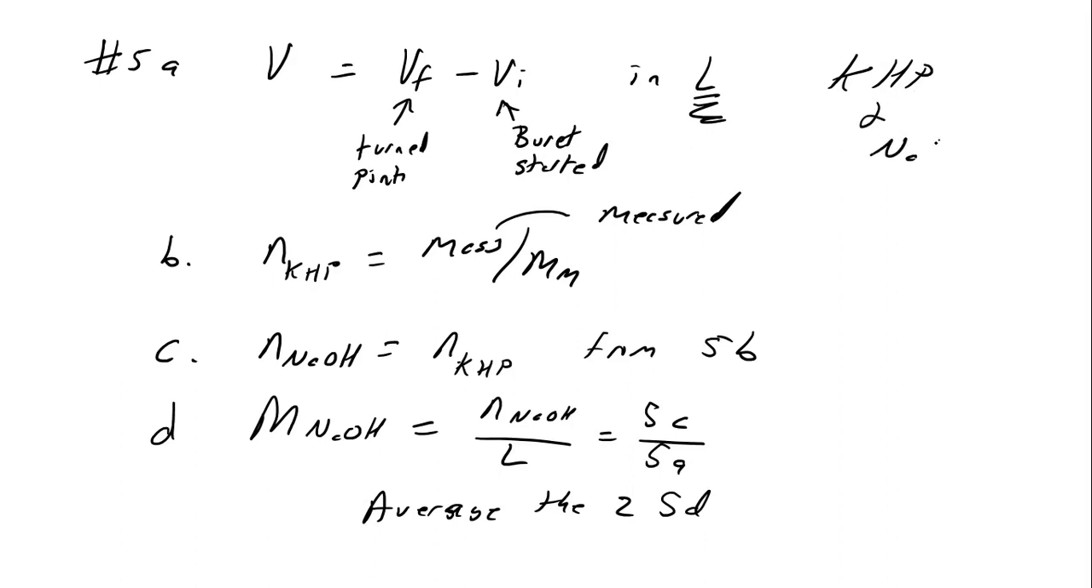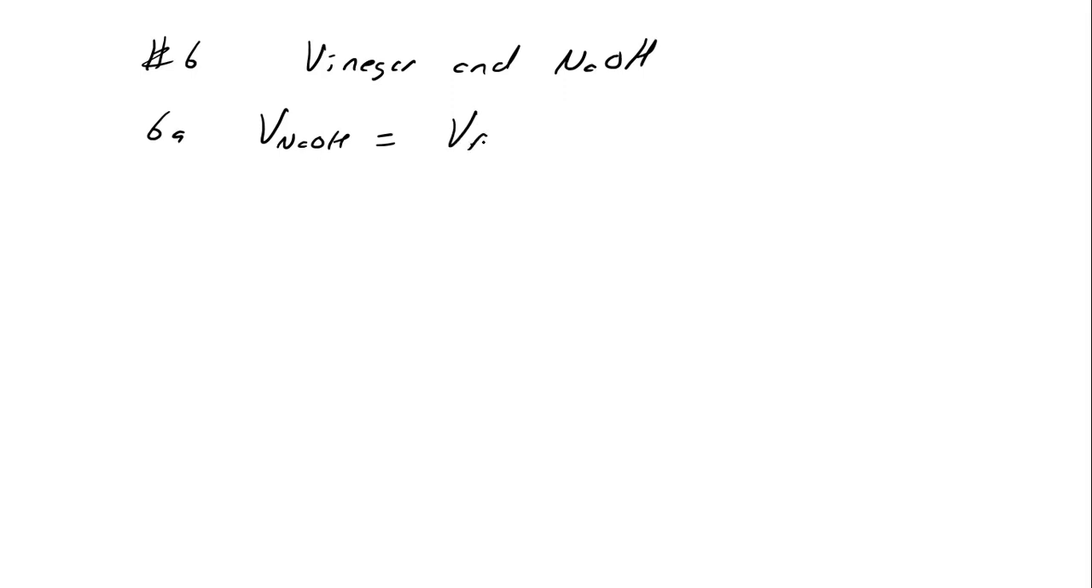and the sodium hydroxide. Okay? What does that say for C? That the moles of sodium hydroxide is equal to the moles of KHP, which basically means it's equal to number 5B. Okay, there's no calculation. Okay, for number 6, this is the vinegar and sodium hydroxide titrations. So 6A, again, is the volume of sodium hydroxide, which is still going to be the final volume minus the initial volume.